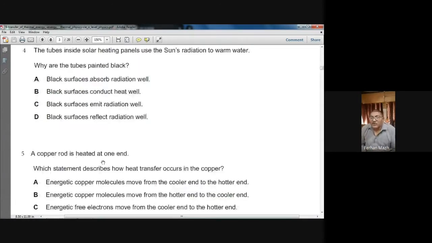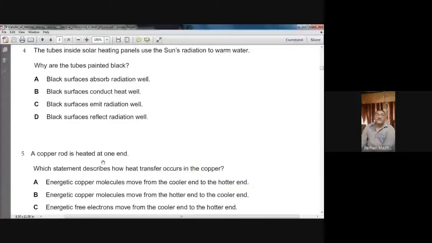The tubes inside solar heating panels use the sun's radiation to warm water. Why are the tubes painted black? Because black is a very good absorber of infrared radiation.